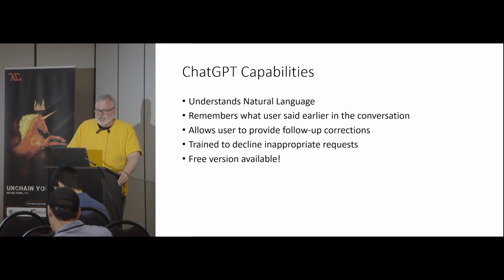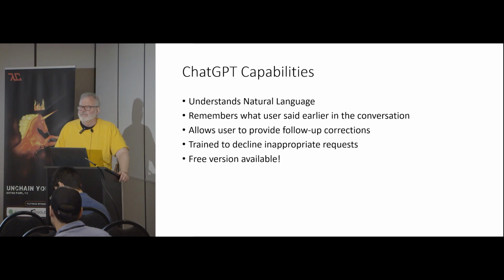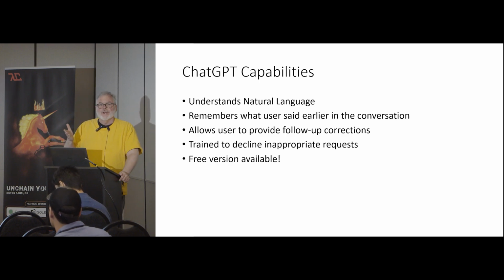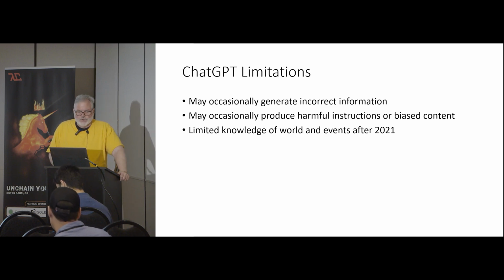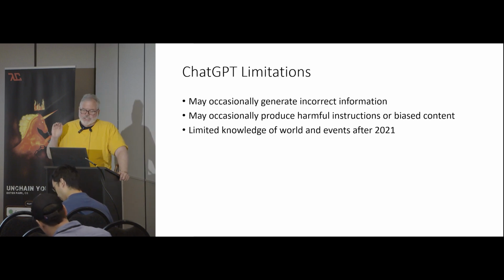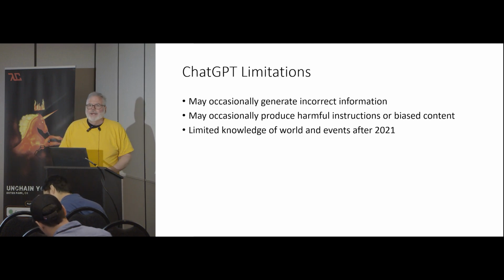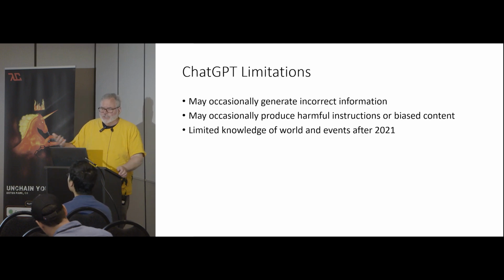It is trained to decline inappropriate requests. If you ask it to generate some pornographic information, for example, or something slanderous, it generally speaking will not do that. And it's free. There is a paid version, but everything I'm going to show you today is all in the free version. It has some limitations beyond just not being able to tell dirty stories. It can occasionally generate incorrect information. It can occasionally produce biased or harmful information because it's based on the internet, which has that. And the free version only goes up to 2021.